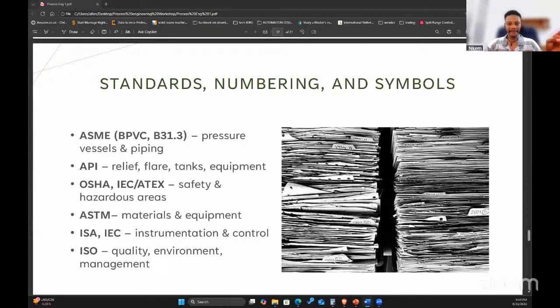Then for API, now, API has to do with your tanks and your flare relief systems. By relief systems, I mean, for example, you have pressure buildup on a line, and then you have to release a bit of the gas in that line to relieve the pressure so that the pressure will go below the design pressure of the pipeline. Because every line has a design pressure. It has an operating window, and then it has a safeguarding window.